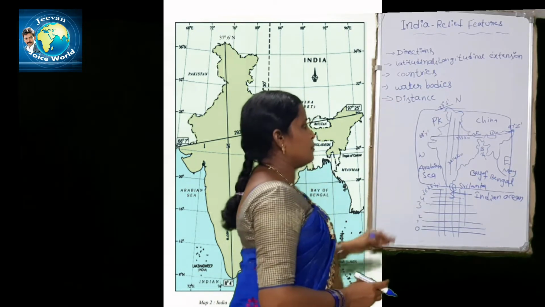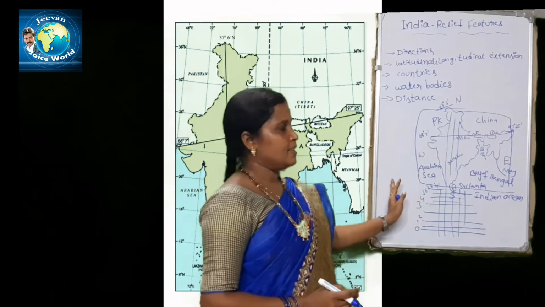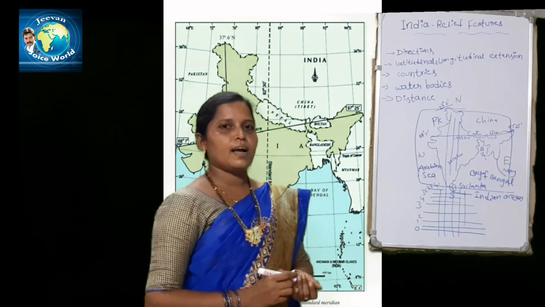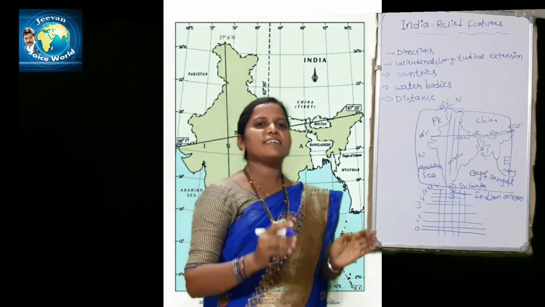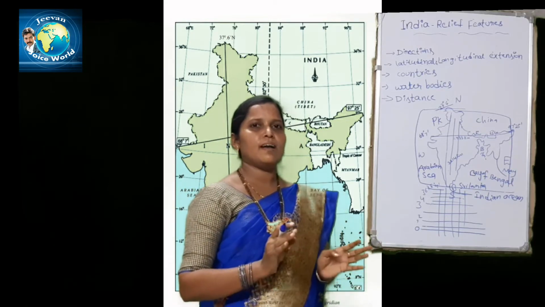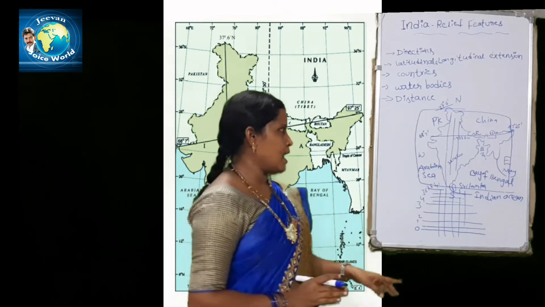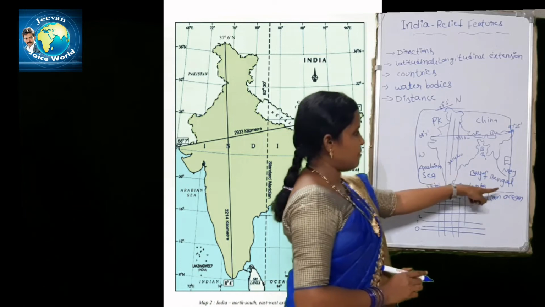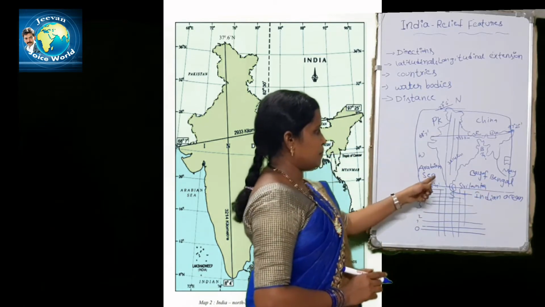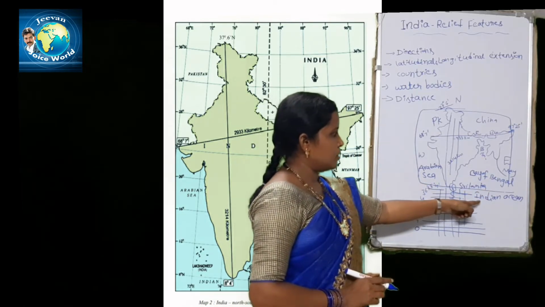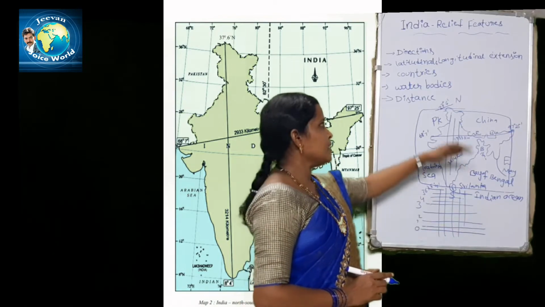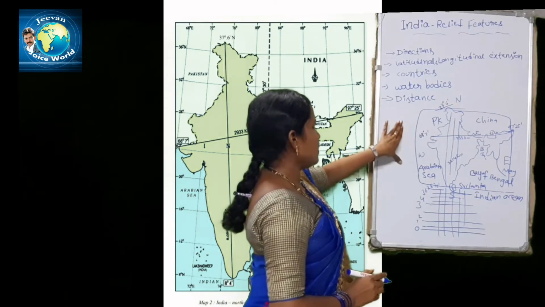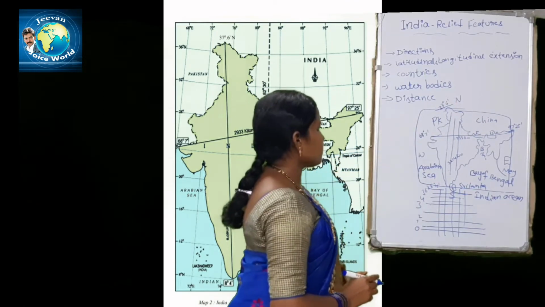Our India is surrounded by water bodies on three sides. This is also called a peninsula. What is meant by a peninsula? A peninsula is a region with water on three sides and land on one side. India has water on three sides: in the east, the Bay of Bengal, in the west, the Arabian Sea, and in the south, the Indian Ocean. In the north, the Himalaya ranges are formed. These are the water bodies of India.